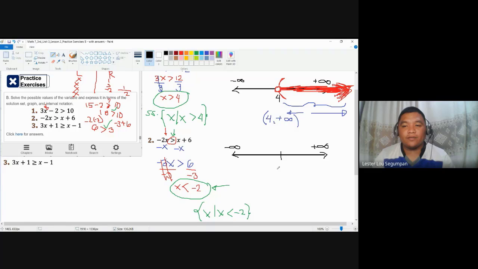The starting point rather is -2, and it goes towards the left. Arrowhead here. Okay. And then -2 is not included because of this. So we open it. Take note that our graph again is based on linear inequality form, not the given.